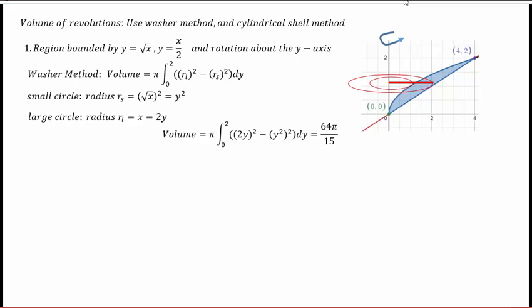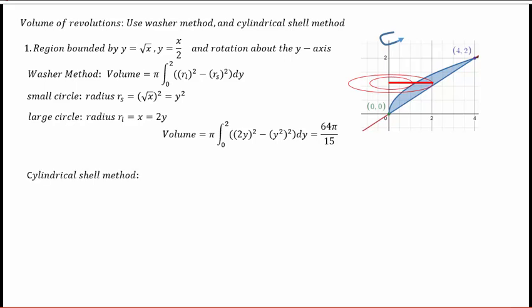So now the volume will be pi, and the limit is 0 to 2 as you see in the graph, and since we are rotating about the y-axis, the y coordinates are counted 0 to 2. You plug in the larger circle first and then the smaller one, and your answer will be 64 pi over 15 from the integral.